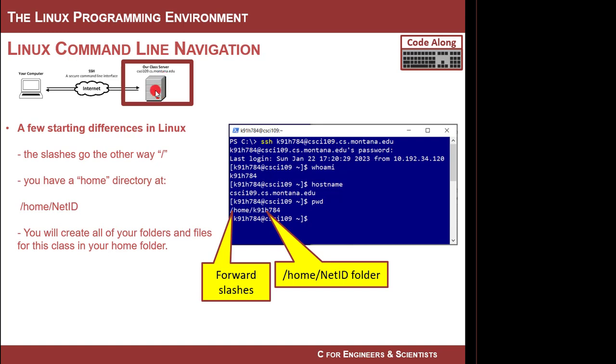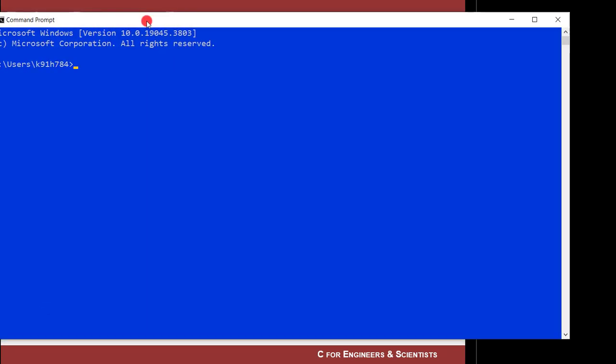We are going to do everything on this Linux server called csci109.cs.montana.edu, okay? And we are going to access it through what's called an SSH, which is called a secure shell connection, and we're going to launch that from our Windows machine. On Windows, we will launch a command prompt, and let's do that. So I go over to Windows and I type CMD, and here is the command prompt.